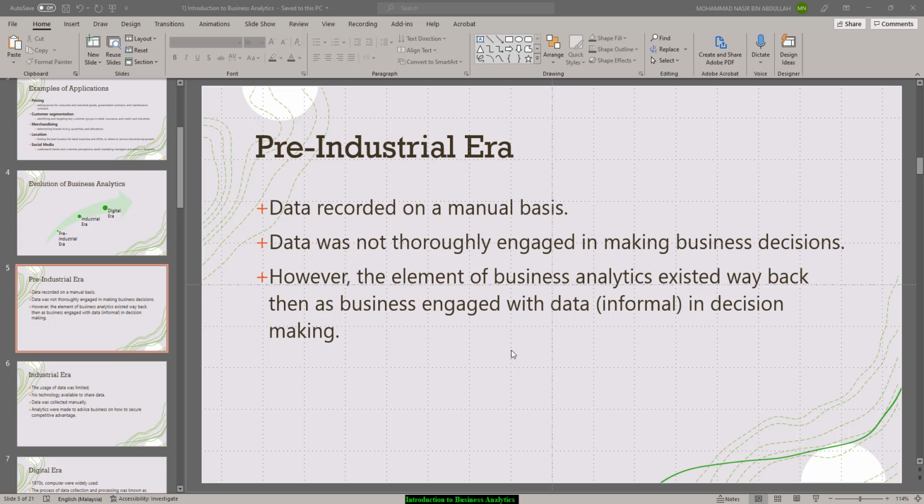So if there are companies that still use a manual basis, it means they are still in the stone age, right? Data was not thoroughly engaged in making business decisions. They were based on their experience and their perception. So this is the pre-industrial era.